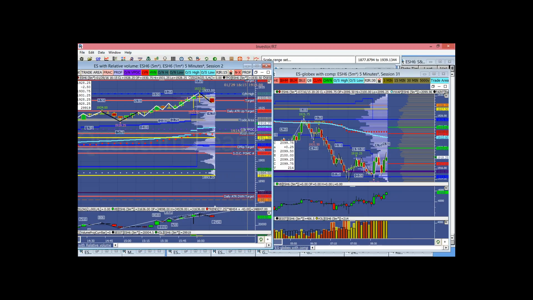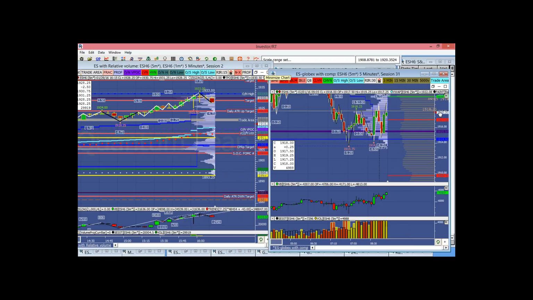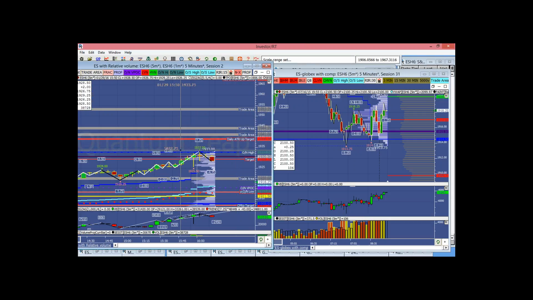Our daily ATR target up is now at 24.25. I haven't moved that. So our low off the Globex right now is 1375. Our daily ATR is running 49.65. So our upside ATR daily target is all the way at 63.40. So you can see we have range capabilities.